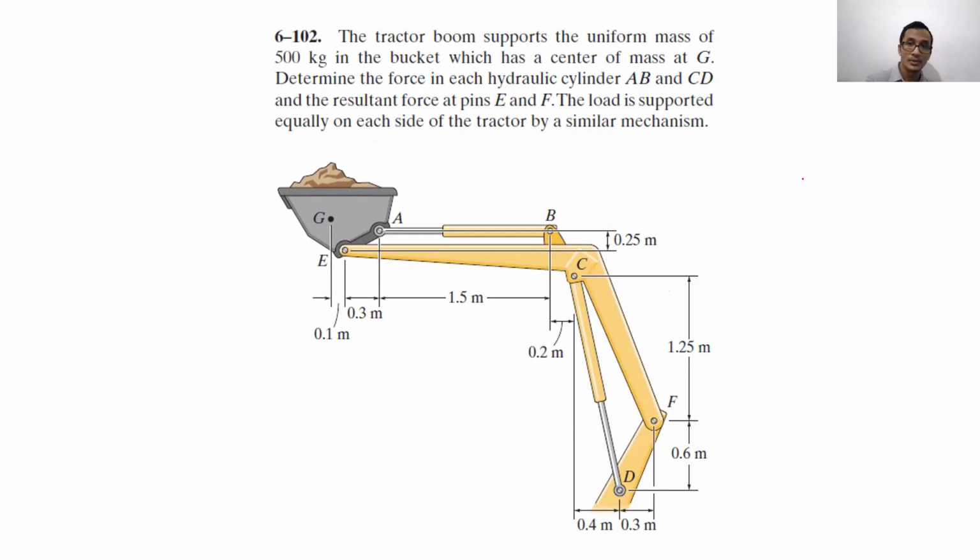This as well is a frame case. In this case, we are asked to find the force at the hydraulics AB and CD. If you take a look at that, those two hydraulics are actually two force members. Member AB only has a force at both ends, and member CD only has force at both ends only. So CD and AB are two force members. And then the non-two force members will be this and this.